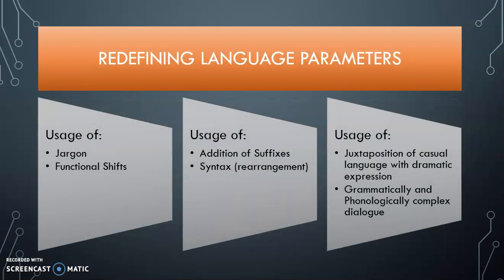To produce the language of Buffyspeak, Whedon chose to play or push the parameters, if you will, with existing language patterns that center around the use of jargon, functional shifts, the addition of suffixes, the use of syntax, the use of juxtaposition of casual language with dramatic expression, and, as author of Slayer slang Michael Adams denotes, the use of grammatically and phonologically complex lines of dialogue.